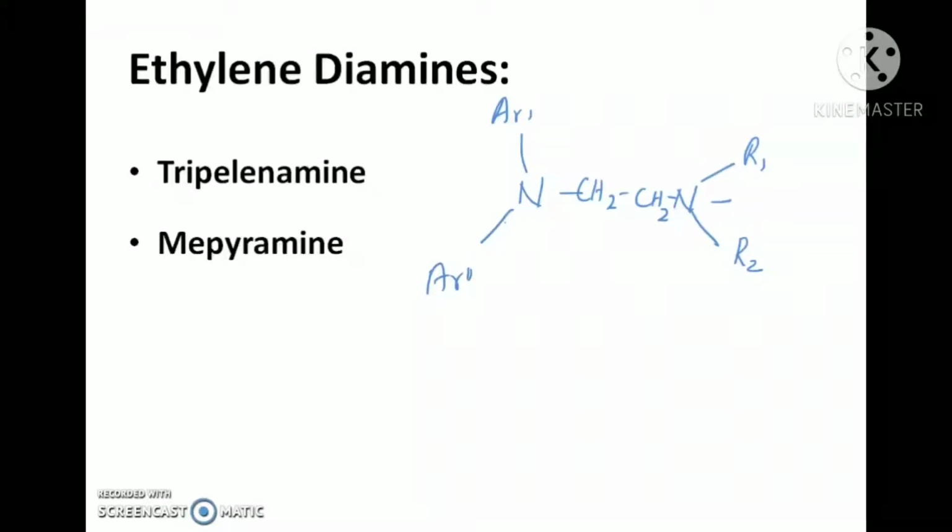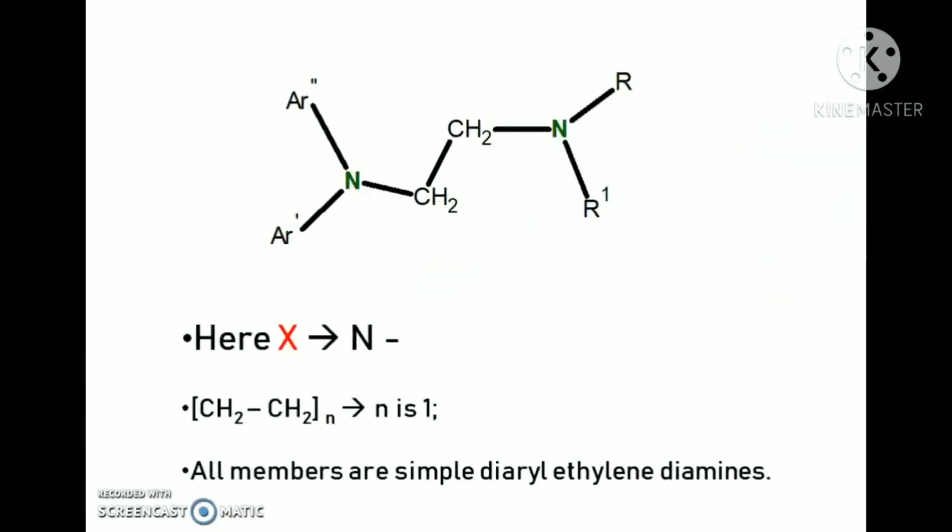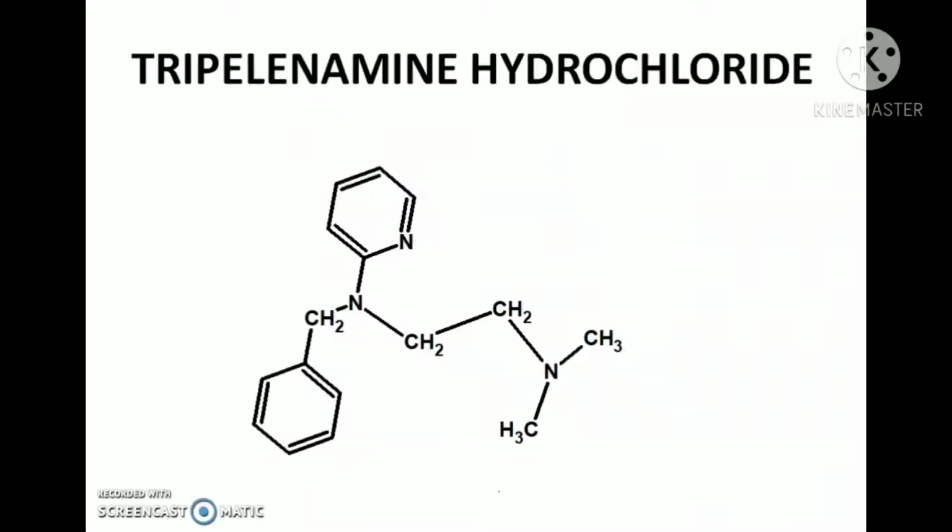So if you can remember the general structure of the first generation antihistamines, you can see that the X, the connecting atom in ethylene diamine, is a nitrogen atom, and you can say that all the ethylene diamines are simple diaryl ethylene diamines. The example for an ethylene diamine derivative is tripelennamine hydrochloride.